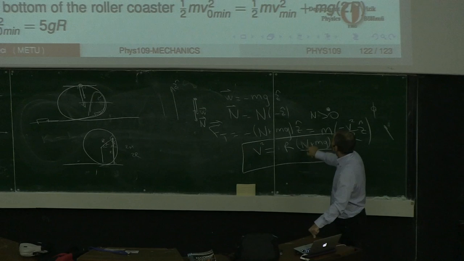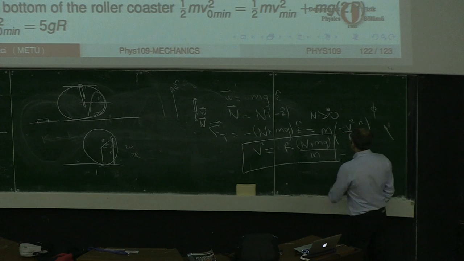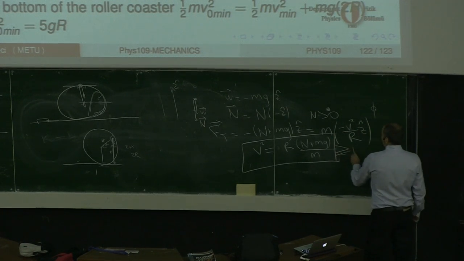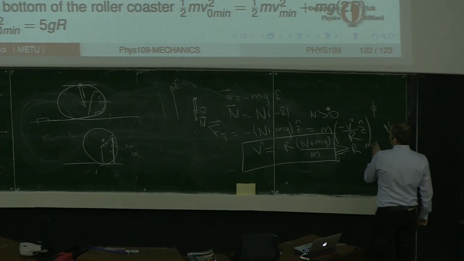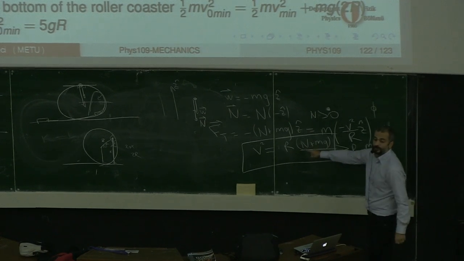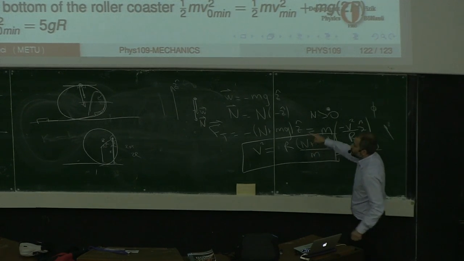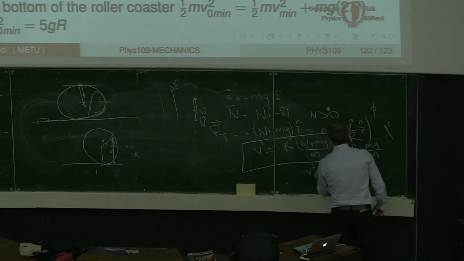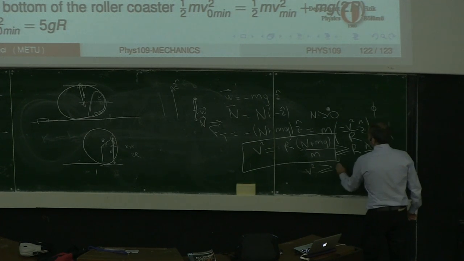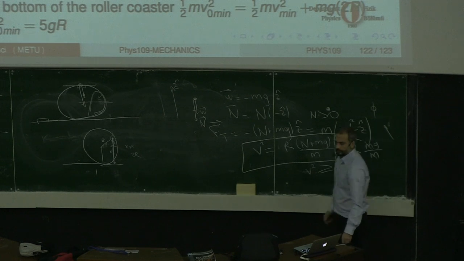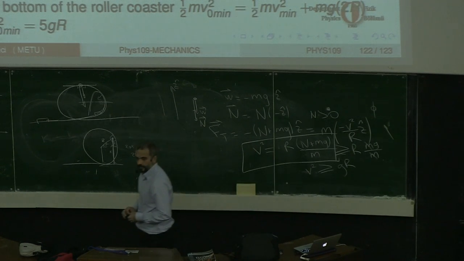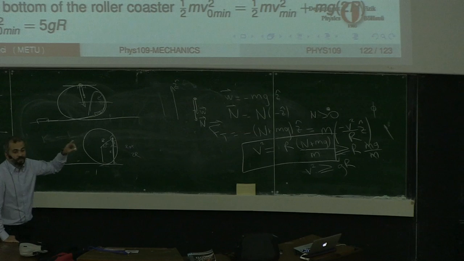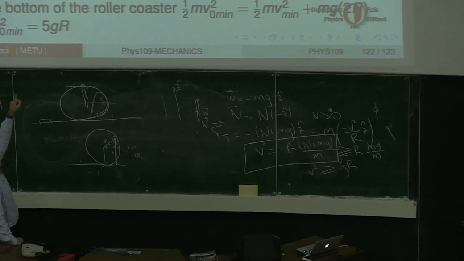Now we know that N is always positive. So if you add a positive number to any number, you get a number that is larger than or equal to r times mg over m, since N is positive. So we know that at the top, the speed of my cart, v squared, has to be larger than or equal to gr. This is the speed that my cart should have if it goes over the top.